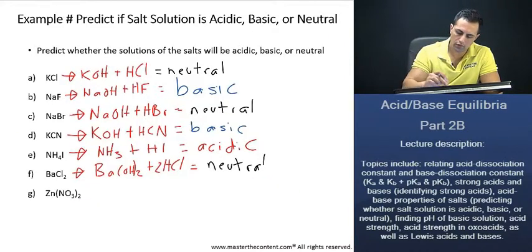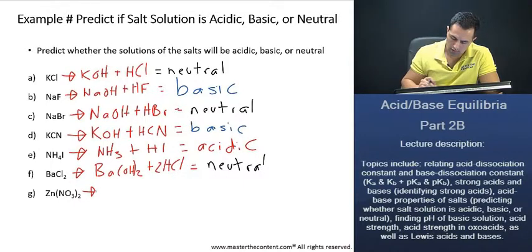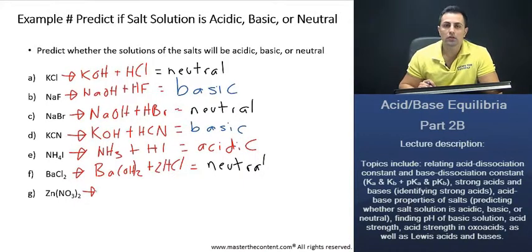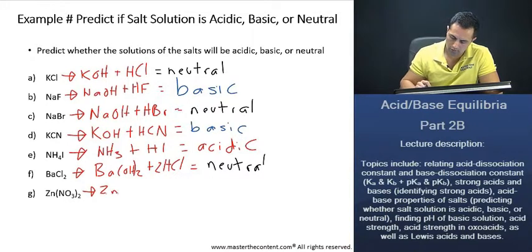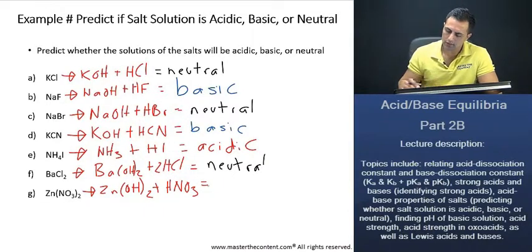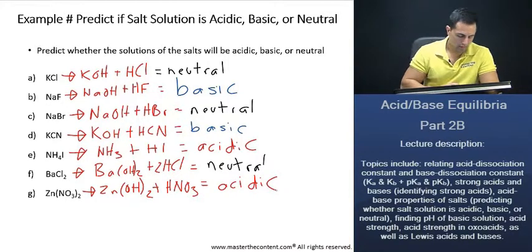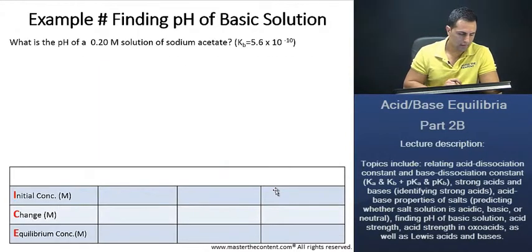Great. So now let's finish off here. We have zinc nitrate, and that salt is formed from zinc hydroxide, which is a weak base, plus the strong acid nitric acid. Because we have a strong acid and a weak base, we are going to have an acidic solution. Okay, great. Now we can move on to our next slide.